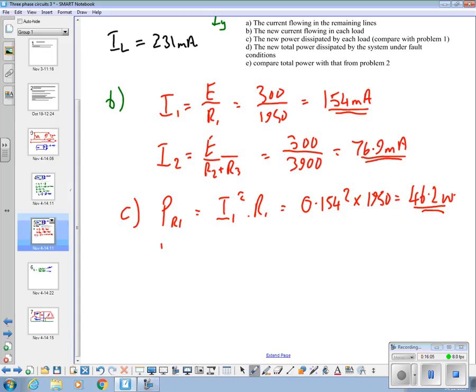But PR2 is equal to PR3. Both of them must be the same because they've got the same current going through them. It's I2 squared times R2 plus R3, to be complete.